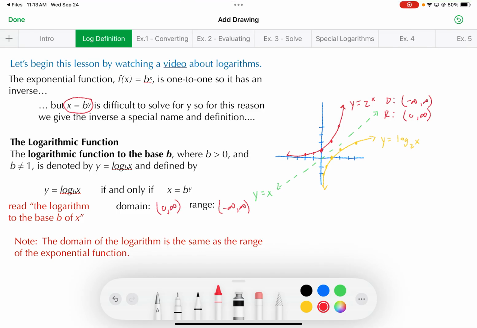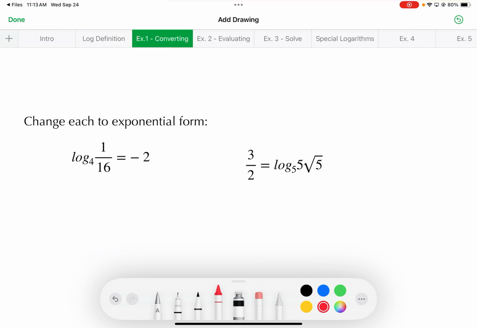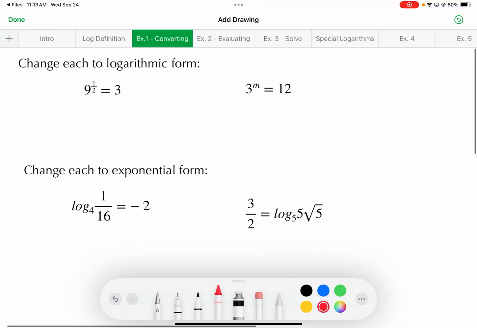So first thing we're going to do is just work on converting back and forth between what's considered logarithmic form and exponential form. Okay, so here I have 9 to the 1/2 power is equal to 3. That's considered exponential form. In log form, that would be log base 9. Notice I write the 9 as a subscript. Log base 9 of 3 equals 1/2.